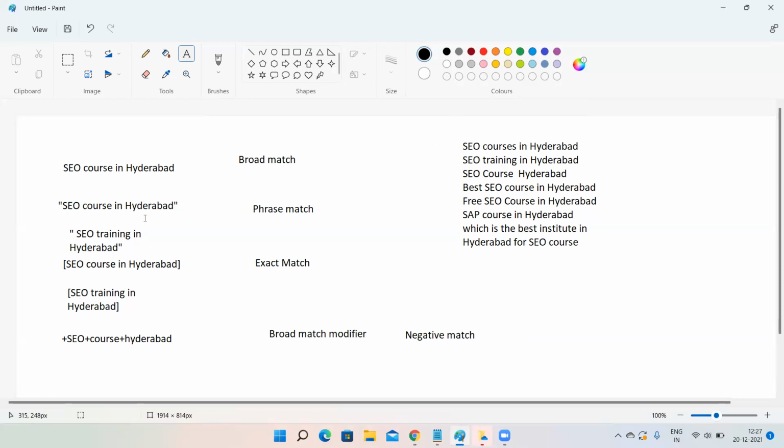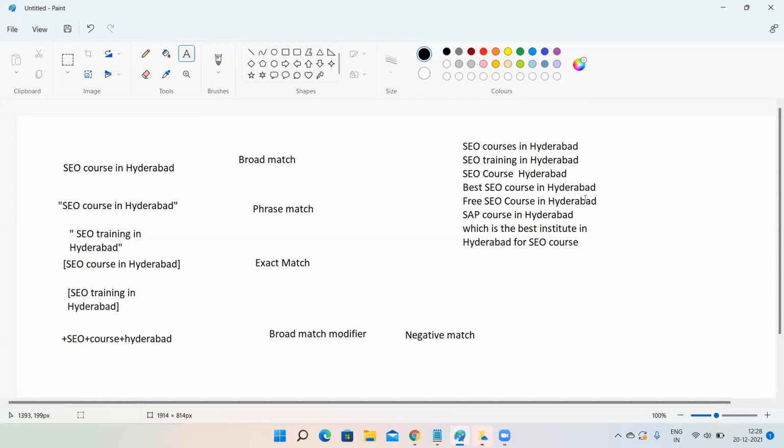Now, SEO course in Hyderabad, this is my targeted keyword, and somebody searched SEO course Hyderabad. So my advertisement is not going to appear because they have disturbed my pattern. Now, best SEO course in Hyderabad, they have not disturbed my pattern. Everything is same. SEO course in Hyderabad, everything is same. But they have added something before, or they can add something after the keyword also, no problem. Still my advertisement is going to appear.